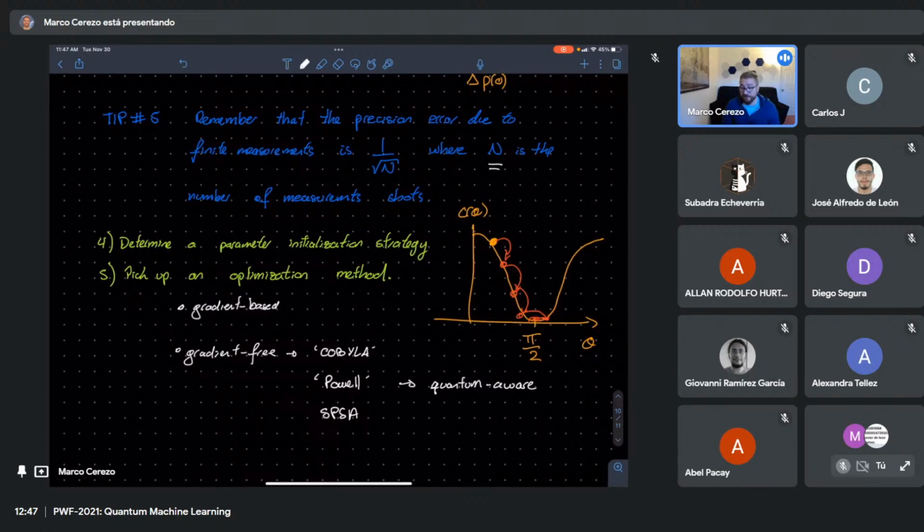What's the best optimizer that you use to train a classical machine learning model? Everyone has their favorite that they've learned how to fine-tune, and that's the one that they use. So this is extremely similar. For now, the one that I would recommend is COBYLA. It has fairly good performance.